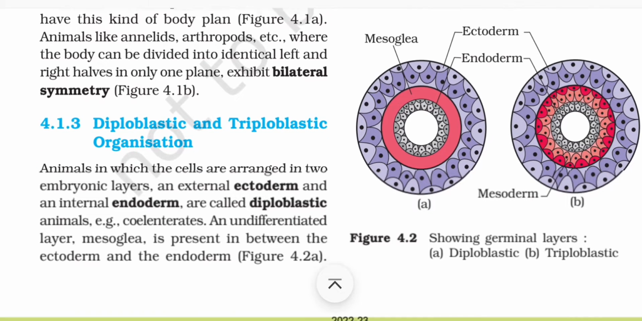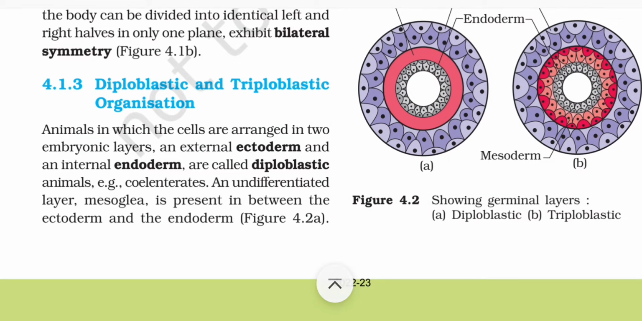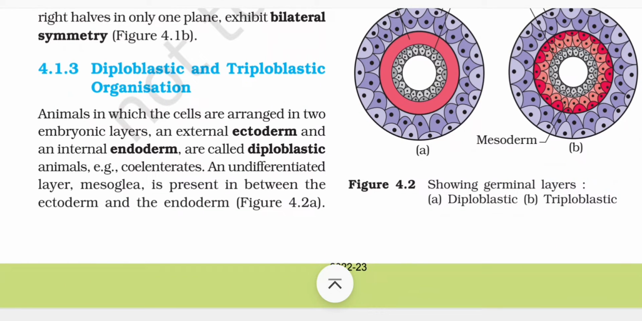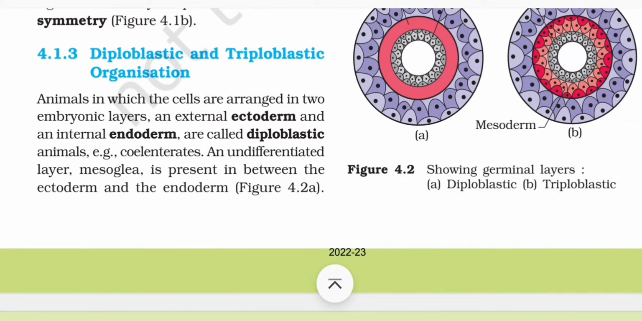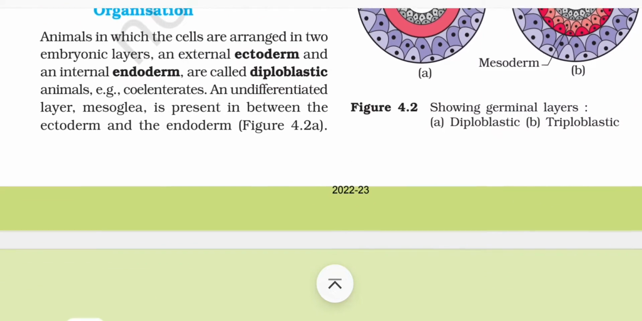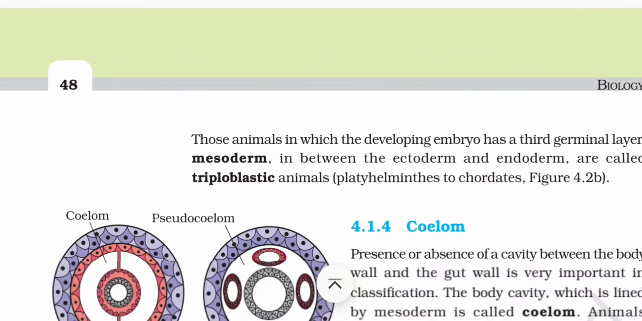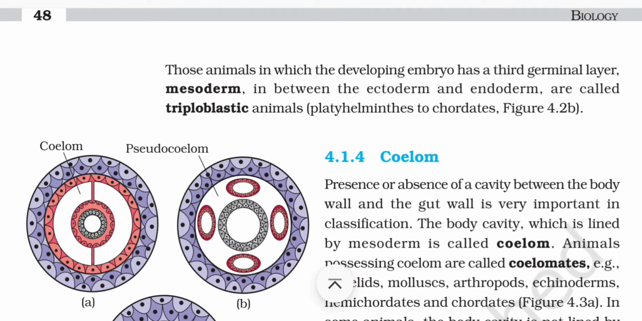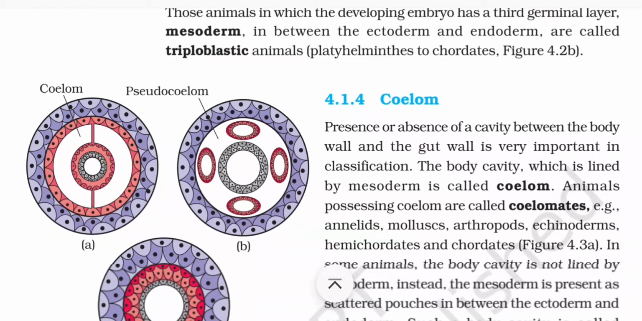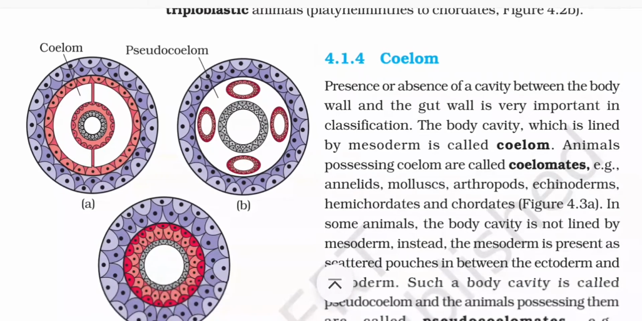Figure 4.1b. 4.1.3 Diploblastic and triploblastic organization. Animals in which the cells are arranged in two embryonic layers, an external ectoderm and an internal endoderm, are called diploblastic animals. Example, coelenterates. An undifferentiated layer, mesoglea, is present in between the ectoderm and the endoderm. Those animals in which the developing embryo has a third germinal layer, that is mesoderm, in between the ectoderm and endoderm are called triploblastic animals. Platyhelminths to chordates, Figure 4.2b.